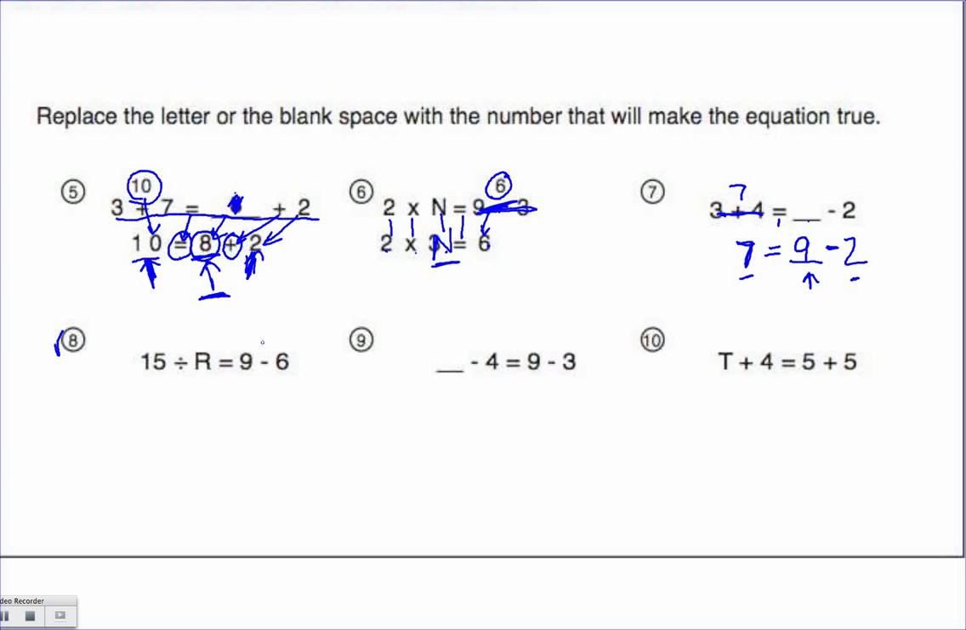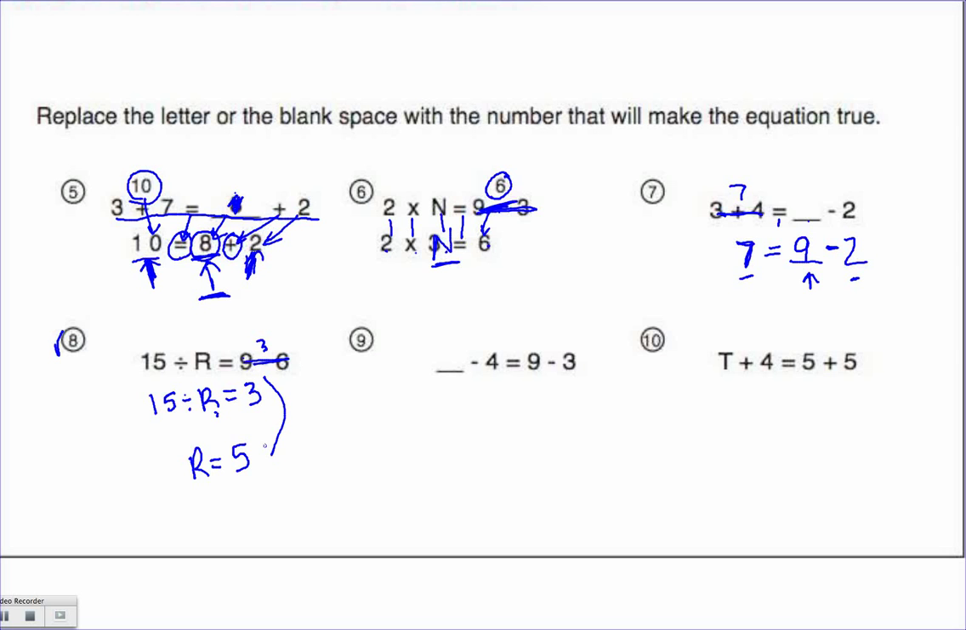All right, now remember, solve and rewrite. 9 minus 6 is 3. This is already solved, and we're going to rewrite the whole equation in the same order that it's given to us. Don't rearrange this stuff because you might end up making a mistake. 15 divided by r equals 3. Now we should be able to solve for r. What's r equal to? That's equal to 5 because 15 divided by 5 is equal to 3.